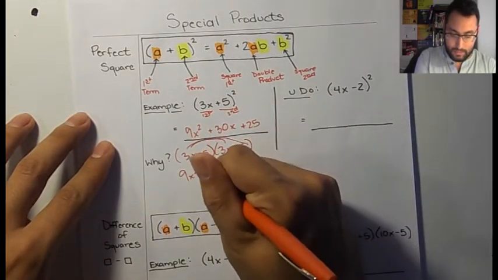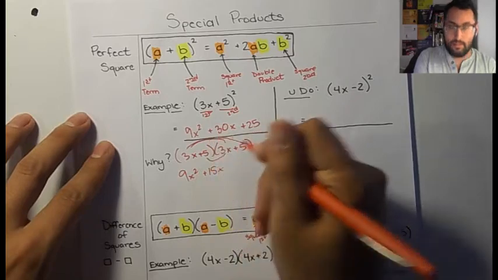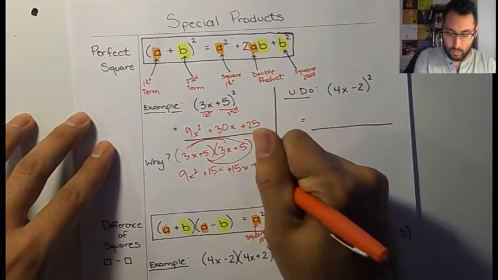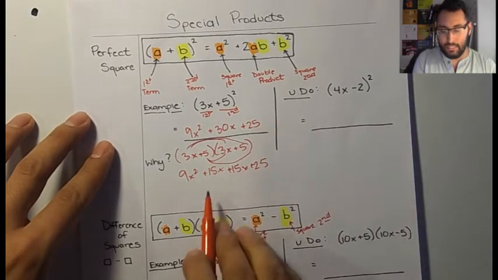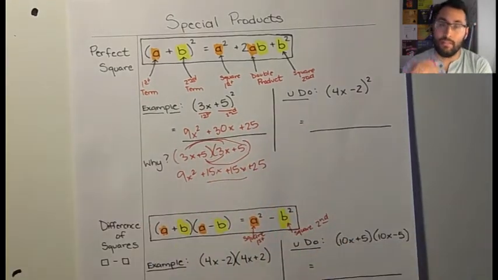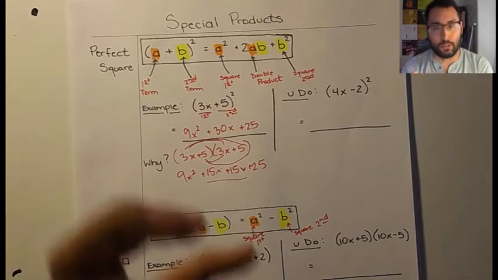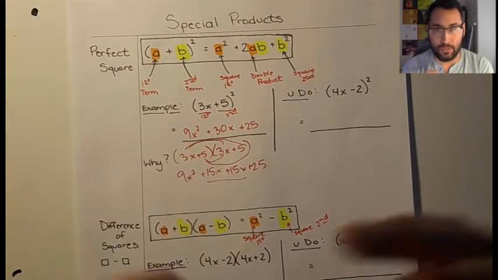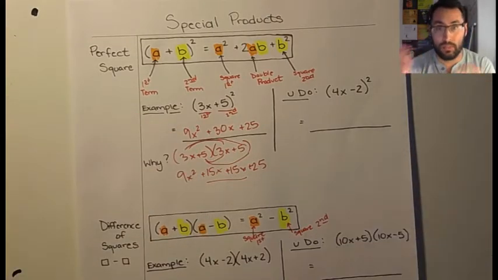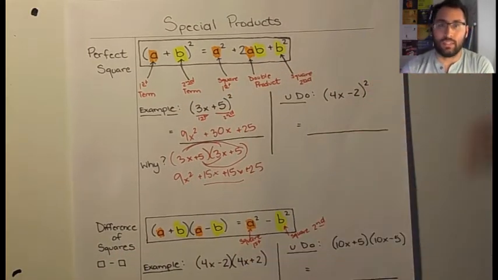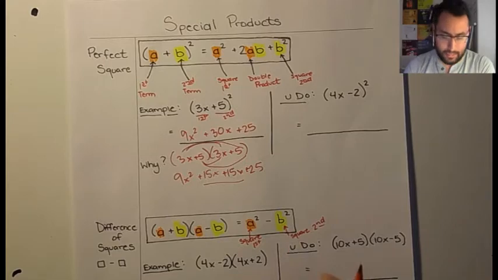3x times 5 is 15x. 5 times 3x is also 15x. And then 5 times 5 is 25. We can see from here that if we add these two terms, 15x plus 15x is 30x, so we would get this same answer. It's just a different way to get to the answer. I think my job is to give you different tools and you decide which one's best for you. If this works better for you, by all means, use this method. For the you-do, we're just going to do it in class, so I'm going to skip that.